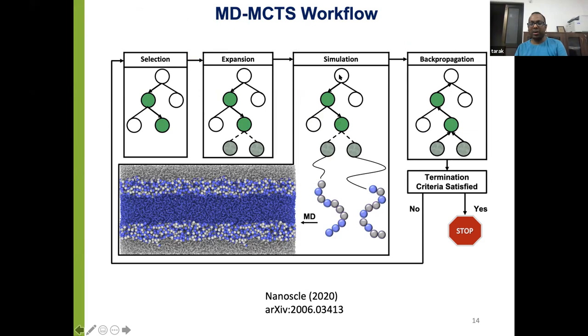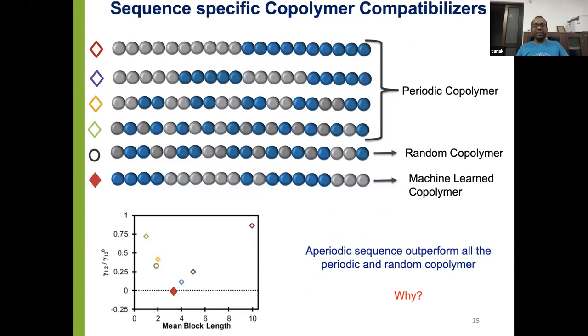Let me just show you some results. Here are the results. The first few sequences are human designs. In academic research and in industry, we use these kinds of block copolymers or periodic arrangements of moieties, which are well studied and well used. These are their surface tension values. But here is a machine-designed sequence, which gives a polymer that can make the surface tension zero, ideally zero. So here is the sequence.